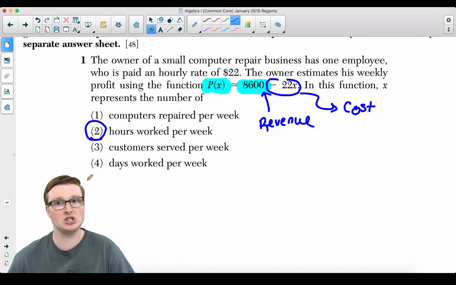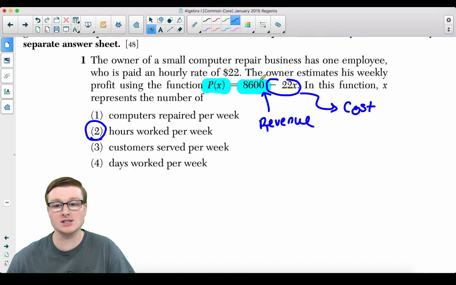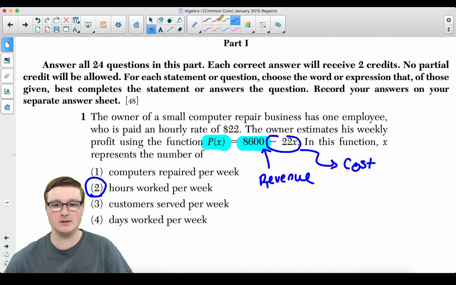So it's going to be choice 2, because if he works, let's just say 10 hours, this computer owner needs to give him $22 times the 10 hours that he worked, which is $220. So just understand that this is his cost, that's his revenue. So that's going to be choice 2 for question number 1.